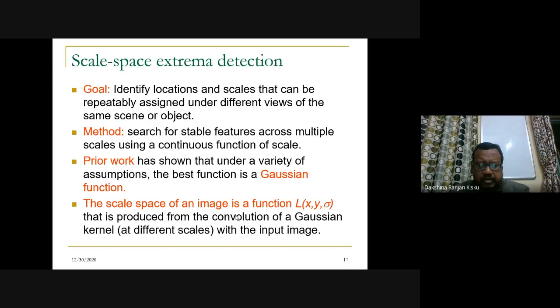Okay. So here the scale space of an object is a function L of x comma y comma sigma. So here L is the Laplacian of Gaussian. Okay. So this is produced from the convolution of the Gaussian kernel with the input image. That means if we convolve the Gaussian kernel at different scales, at different scales means here we change the sigma value in the Gaussian function. Now when we convolve this Gaussian kernel with the input image, then this function is obtained, L of x comma y comma sigma. And basically this function is obtained after getting the derivative of the Gaussian function with respect to sigma. Okay, that means on one hand we have the Laplacian, on the other hand we have the Gaussian function.